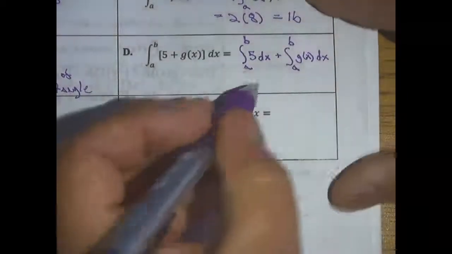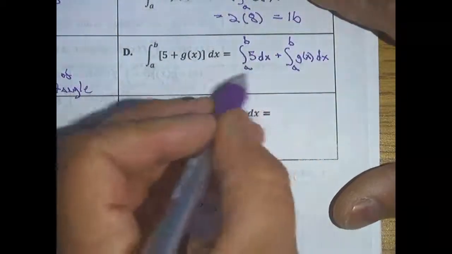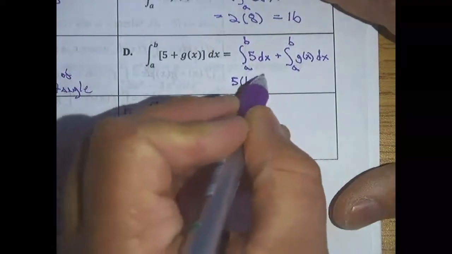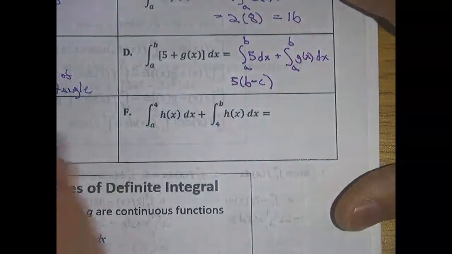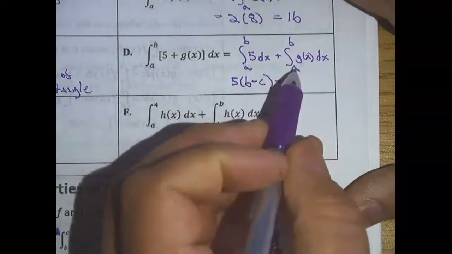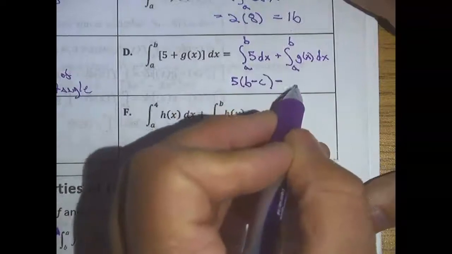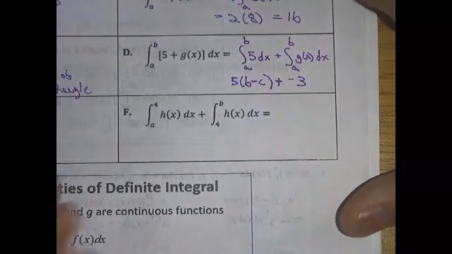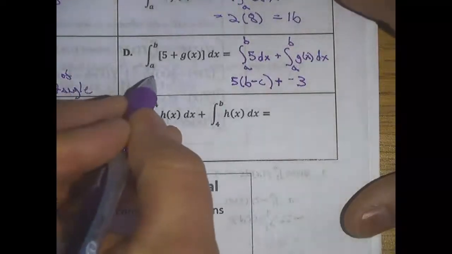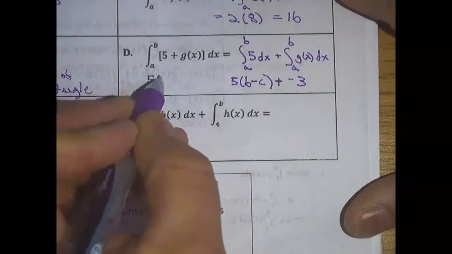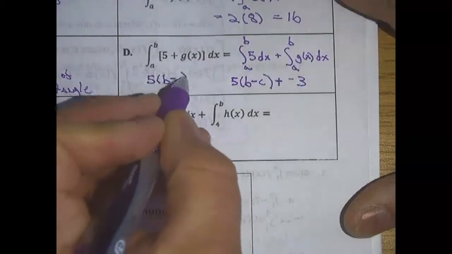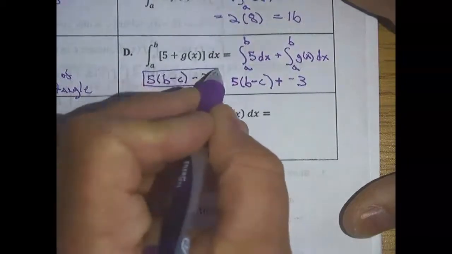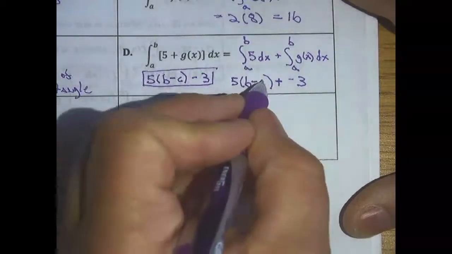Okay, well, we already did this integral. This was 5 times b minus a. We did that in example C. And then the integral from a to b of g of x is -3. So my overall integral would be 5 times b minus a minus 3. Not b minus c, b minus a, sorry.